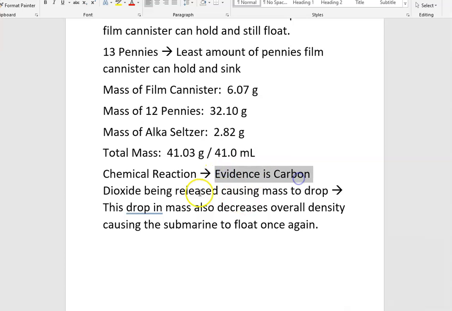You saw in the video that carbon dioxide gas is being released. That's the evidence causing that mass to drop. It'd be very difficult for me to actually get the definite mass, but let's say it dropped to 40.9 grams. Divide mass divided by volume. That would allow the density to be less than 1, allowing for that film canister to rise back up to the surface. This drop in mass also decreases the overall density, causing the submarine to float once again.